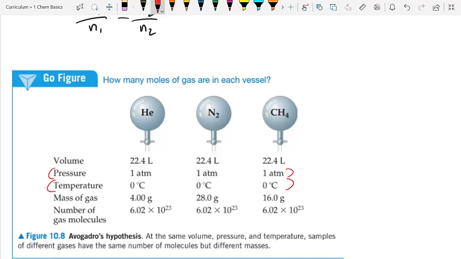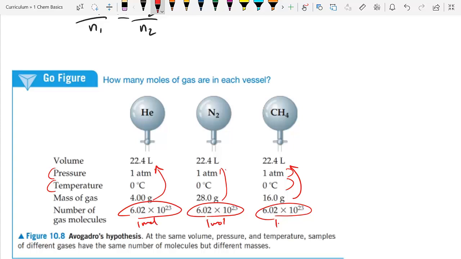The mass of gas we see, well, the helium, we find that the mass of 4 grams is going to take up 22.4 liters. 28 grams of nitrogen takes up 22.4 liters. And finally, 16 grams of our methane will take up 22.4 liters. So the interesting thing there is that mass of gas, in every case, is 6.02 times 10 to the 23rd molecules, which means it's all 1 mole. Okay, so what we've determined is that 1 mole of gas, under standard conditions, will occupy 22.4 liters of space.